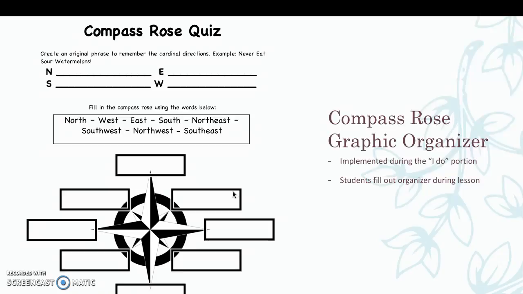So for this first formative assessment, this is a graphic organizer of the compass rose, and this will be implemented during the I do portion of the lesson. Students will be filling out their graphic organizer of this compass rose as I am going over the cardinal and intermediate directions with an anchor chart. This is to ensure that the students are following along with the lesson, along with allowing the students to have notes that they will be able to use during the we do portion of the lesson.